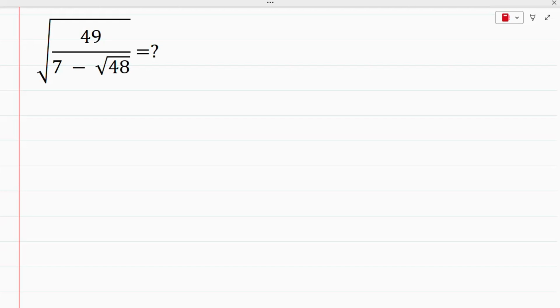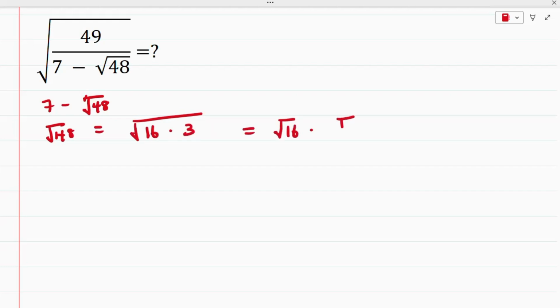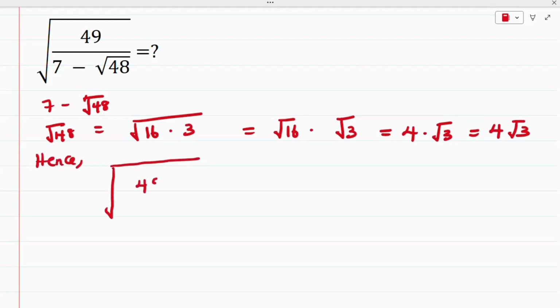So right here we have this nice square root math simplification question. The first thing we want to do is to simplify the denominator. So we have the denominator to be 7 minus the root of 48, and the root of 48 can be expressed as the square root of 16 multiplied by 3, which is equal to the root of 16 multiplied by the root of 3, which is equal to 4 root 3, right? So hence we have the equation given as the square root of 49 divided by 7 minus 4 root 3. The next thing we want to do is to rationalize the denominator.